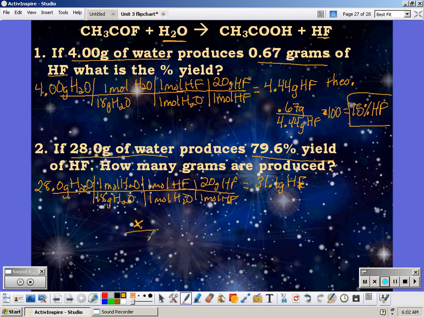Alright, so I'm going to use an X for my actual yield. My theoretical yield is 31.1 grams times 100 equals 79.6%. So then it just becomes an algebra problem, and we're going to solve for X. So divide by 100, multiply by 31.1, and our X value would be 24.8 grams of HF. So that was the amount that was actually produced in the problem, in the lab.